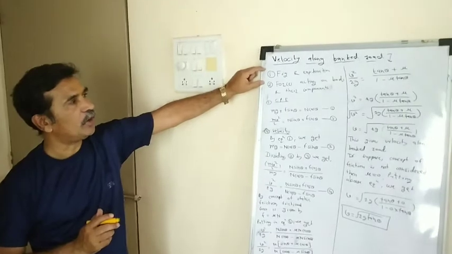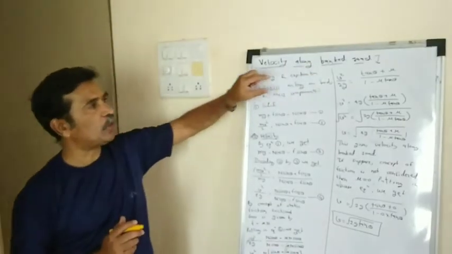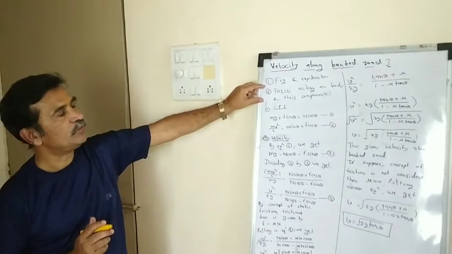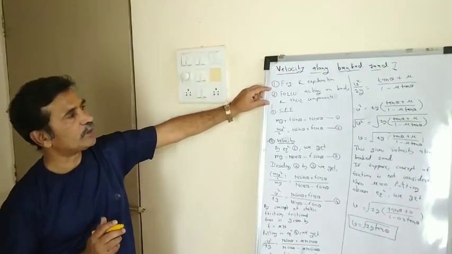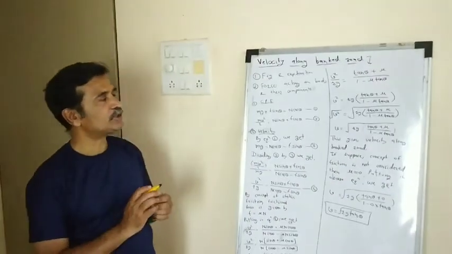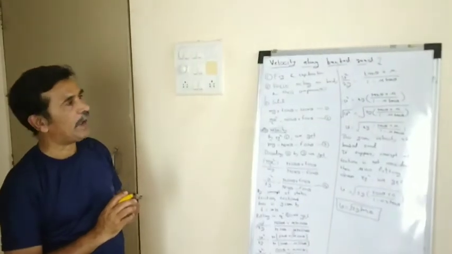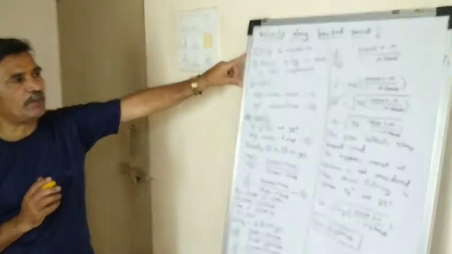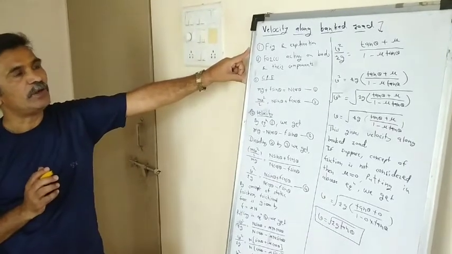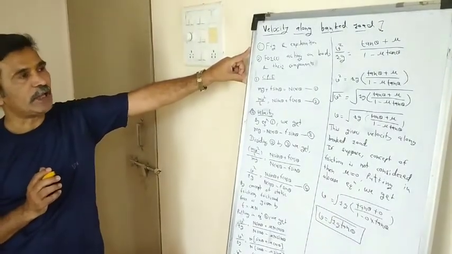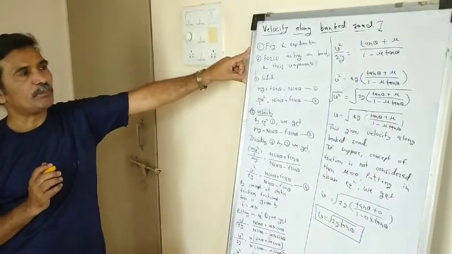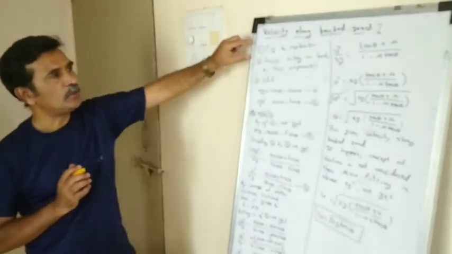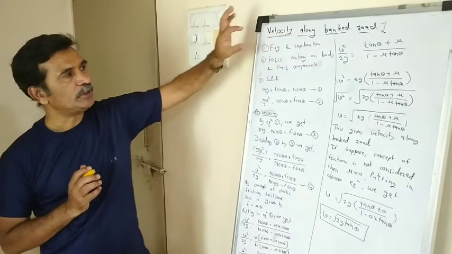So consider a vehicle moving along a banked road with a velocity v. Then we require the concept of r. R indicates the radius of the circular banked road. We require the concept of g. So g indicates gravitational acceleration. Then we require the concept of theta. Theta indicates the angle of banking. So these terms are included in the first step, figure and explanation.